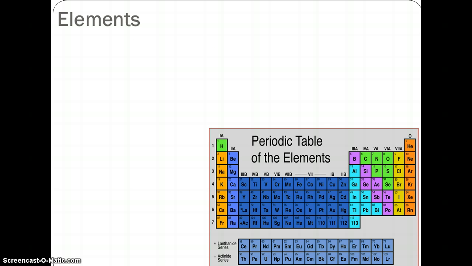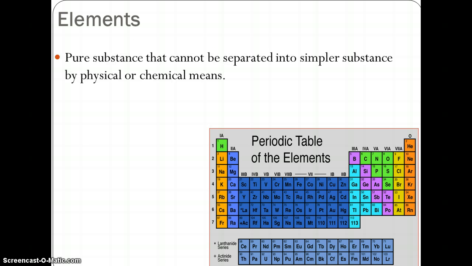An element, to begin with, is the simplest form of matter. It's a pure substance, which means that it's not made of different things. It's just made of one thing, and it can't be separated into simpler substances by physical or chemical means. What this really means is that it can't be pulled apart or broken apart in any way.